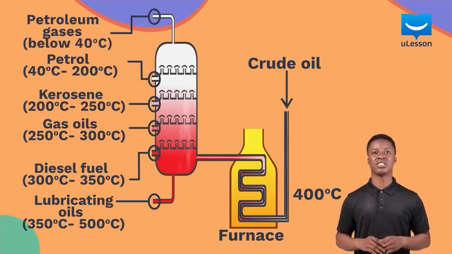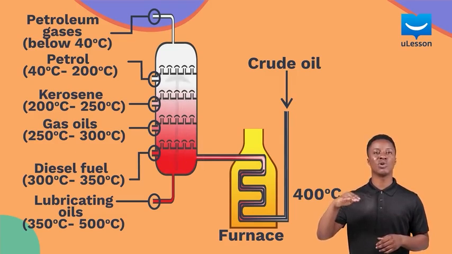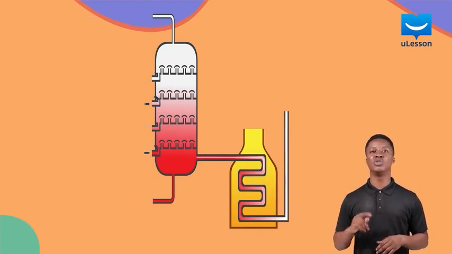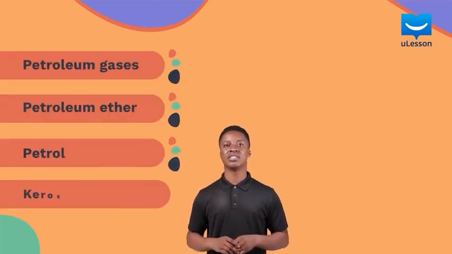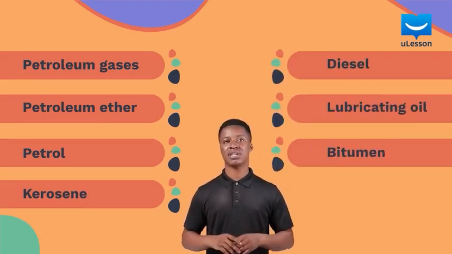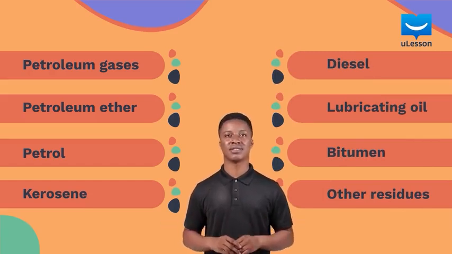Since the hot vapor transferred into the tower contains a mixture of substances, these substances separate into different fractions of different volatility or boiling points as they ascend the column and condense. The fractions of crude oil obtained during this process include petroleum gases, petroleum ethers, petrol, kerosene, diesel, lubricating oil, bitumen, and other residues. They are collected at intervals and used for various purposes.